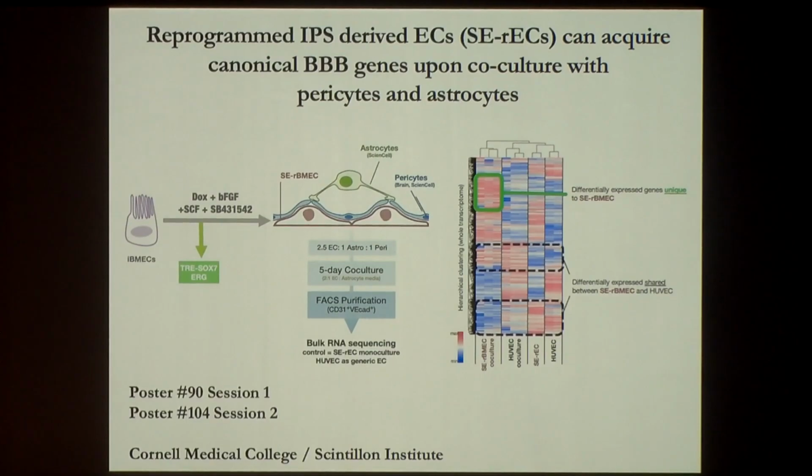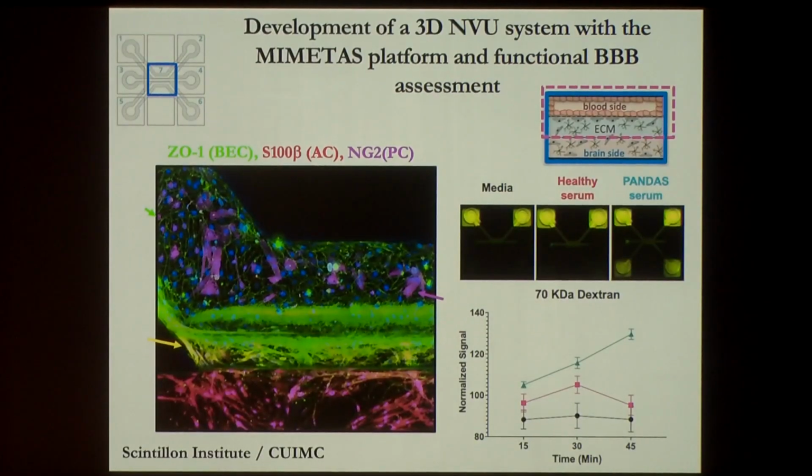And so with these cells in hand, what we're doing right now is using the Mimetas platform, which has been very successful in our hands, to build this 3D neurovascular unit. This image is courtesy of my colleague Irene Pedersen from the Scintillon Institute, who is following us online. But we can nicely get tubules of endothelial cells that express tight junctions, and they interact very well with both pericytes and astrocytes. We're not perfect, but we're trying to get there.